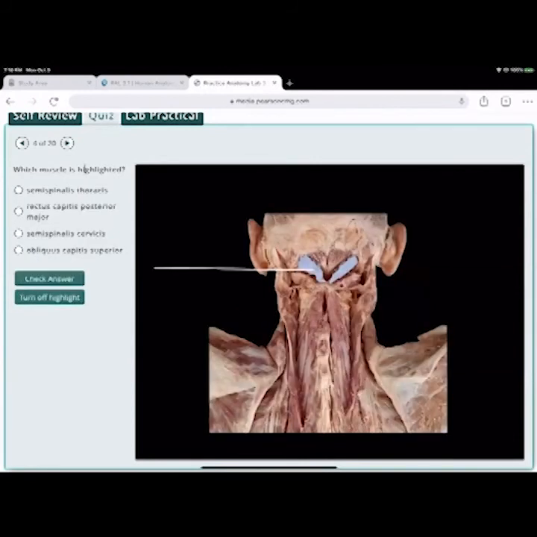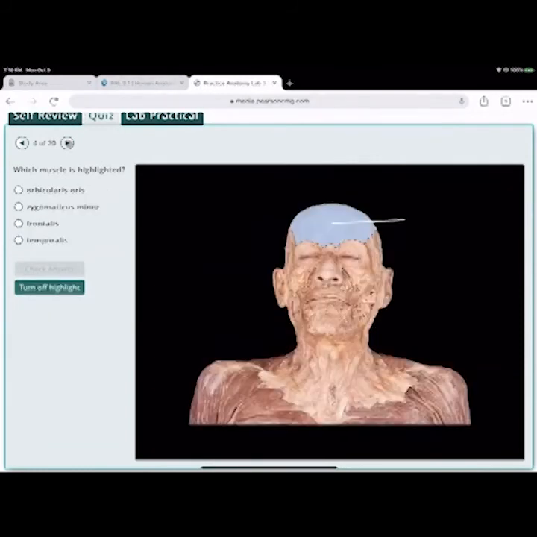Okay, what muscle is highlighted here? And that's a duplicate. So we should get this one right. Rectus capitis posterior major. Correct. Rectus capitis posterior major. You got it. It's nice when they ask two in a row, two of the same one. We should all get this one.